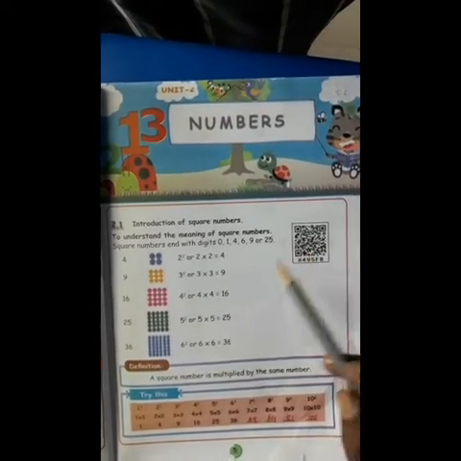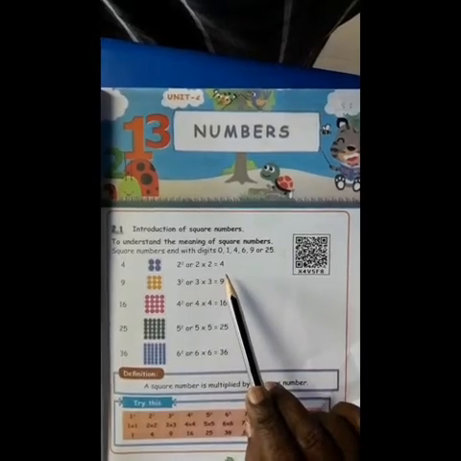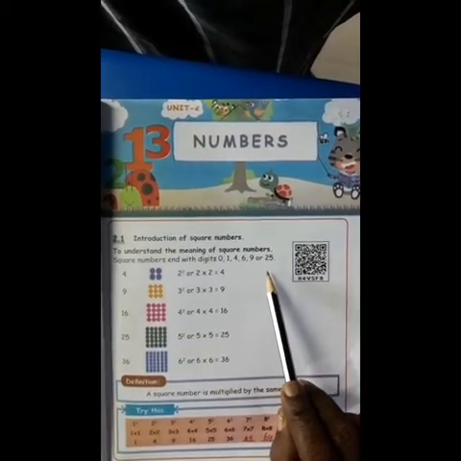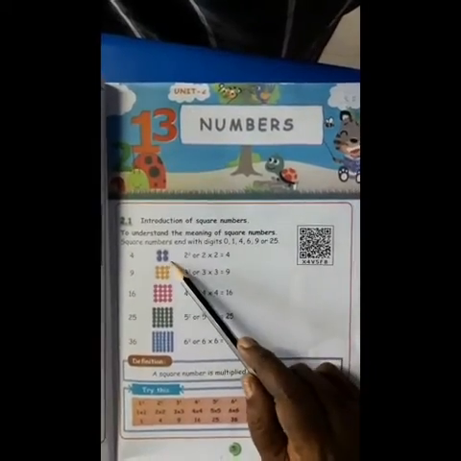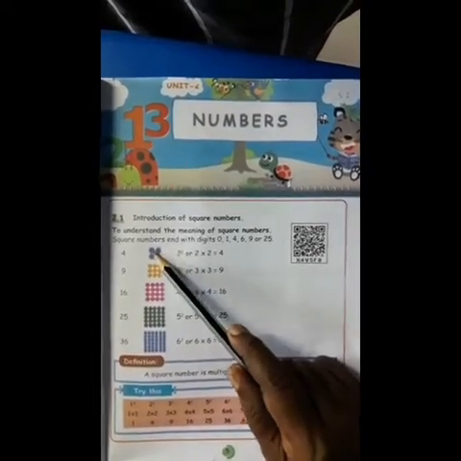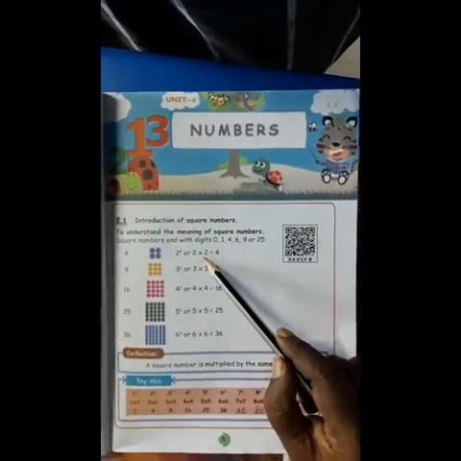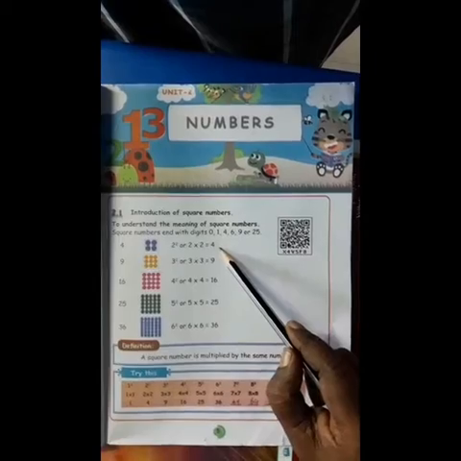See the picture here. Square numbers end with digits 0, 1, 4, 6, 9 or 25. You can see the first box, the square shape, 4 dots are there, 1, 2, 3, 4. So 2 square or 2 into 2 is equal to 4.